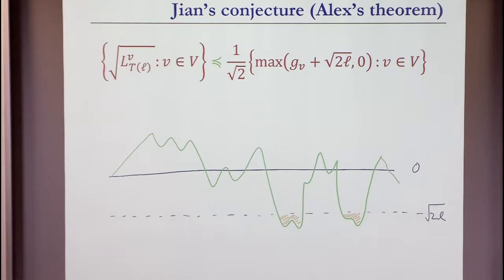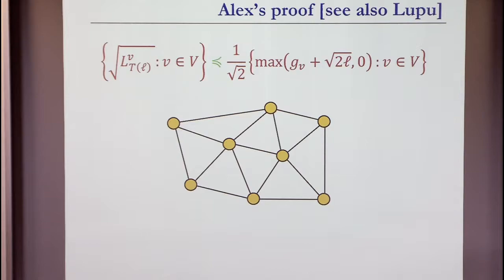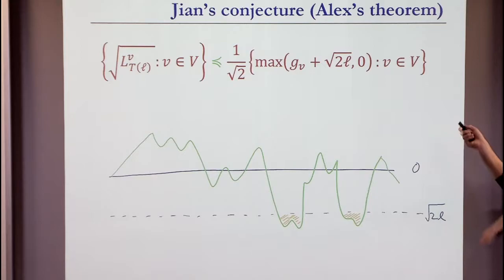I should mention that Alex's work appeared slightly after or concurrently with, depending on how you measure time, a result of Lupu, which doesn't prove this, but the technique for proving it is also in Lupu's paper. So what does Alex do?